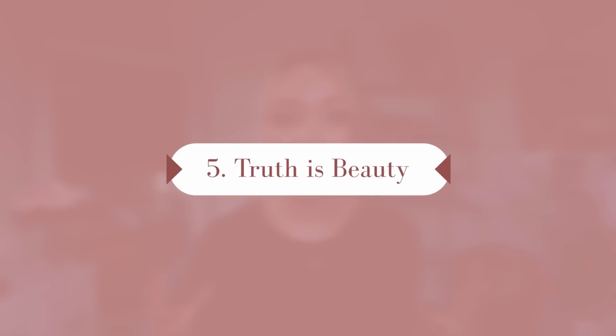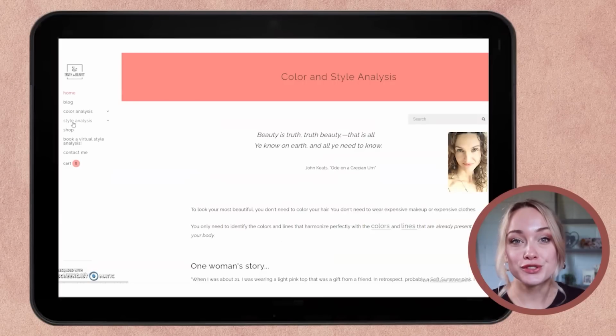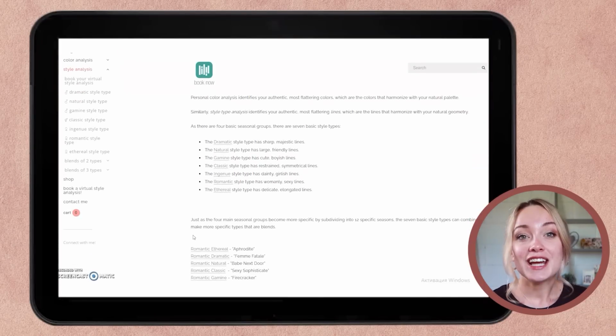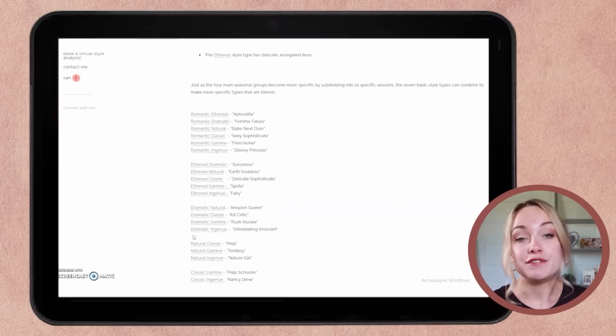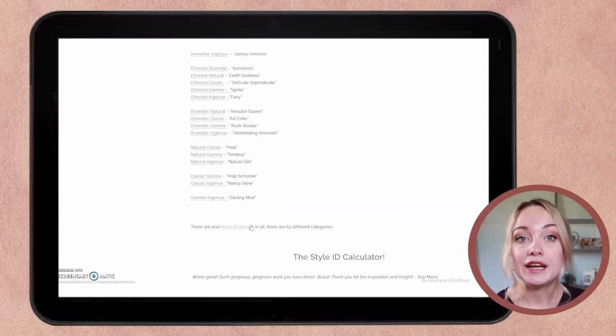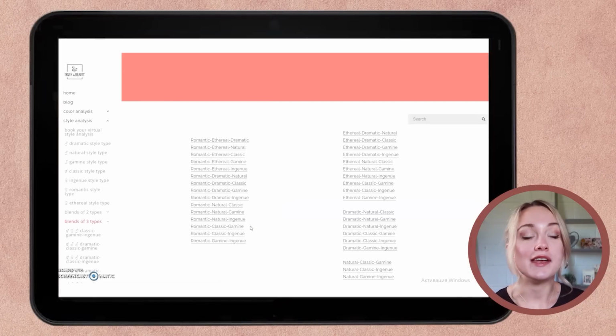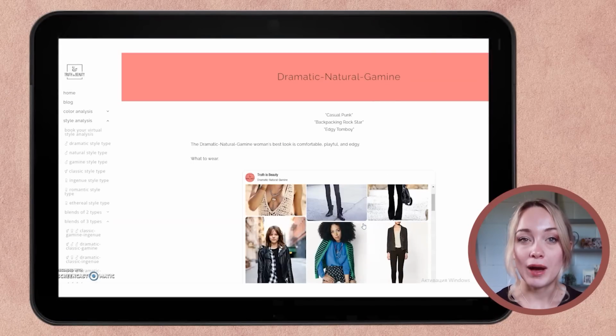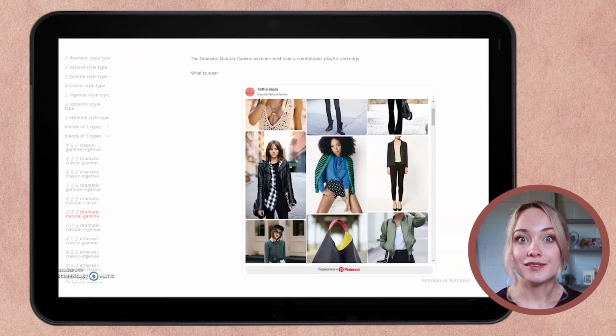So next we have Truth is Beauty, and she develops on this yin and yang, mostly Kibbe's idea, except she believes, I assume she's a she. I'm so sorry if that's incorrect. I've always just assumed that she's a woman. I think that's correct. She has basically developed this idea to say that you can combine these different things together. So you could be a natural, dramatic gamine, and she has all these Pinterest boards to show you what that might look like.